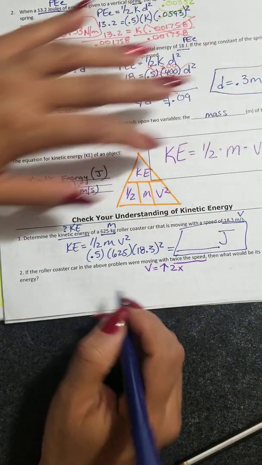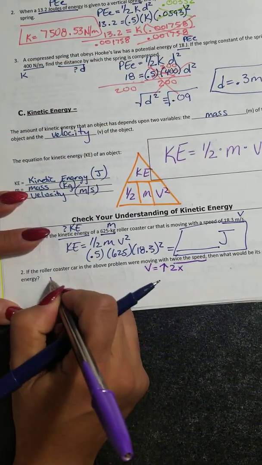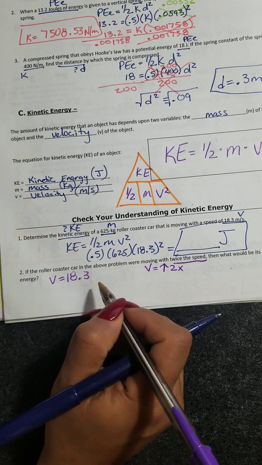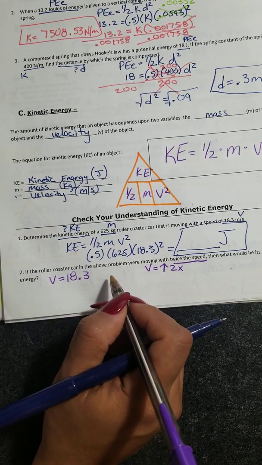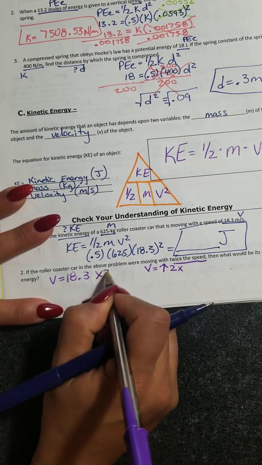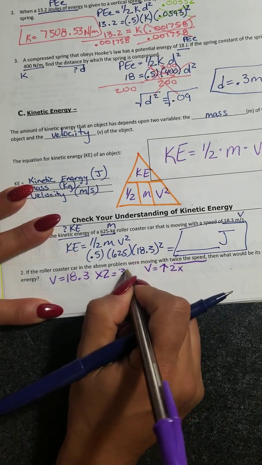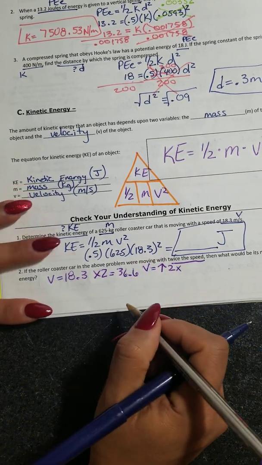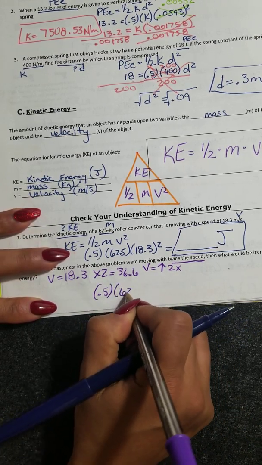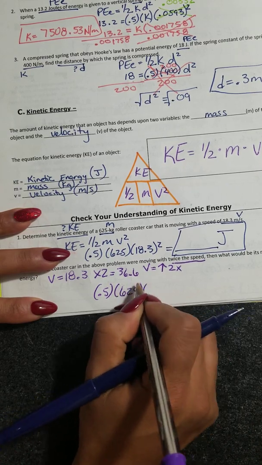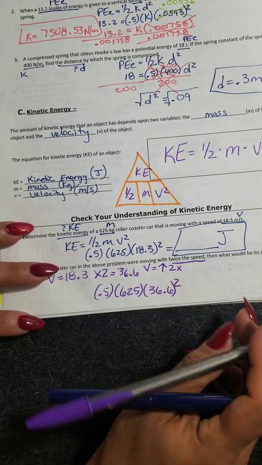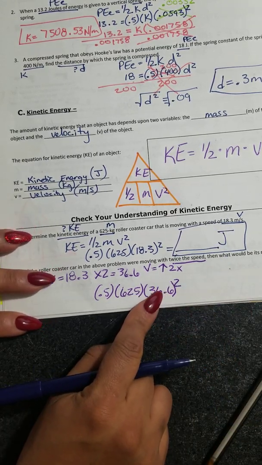Okay, so let's go ahead and do that. What is the velocity? The velocity equals 18.3. But they're telling me, though, that it's going to be twice the speed. And so in that case, 18.3 times 2, so that way we can double it, is 36.6. So let's go ahead and work out the math to see what our answer is. 0.5 times 625 times a new value, which is 36.6 squared. That is a squared value.